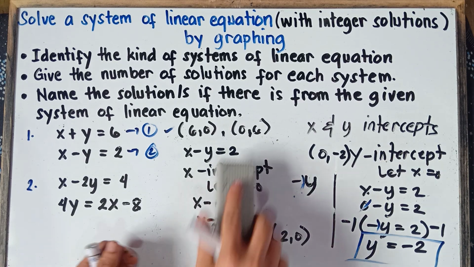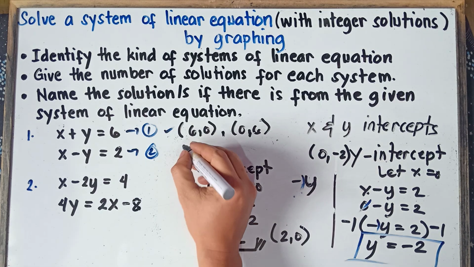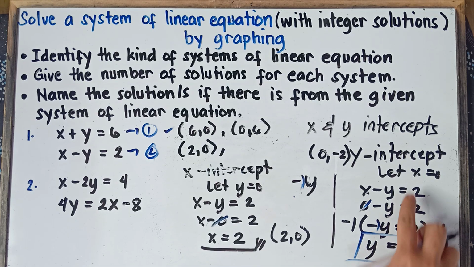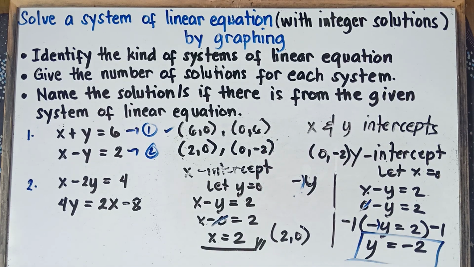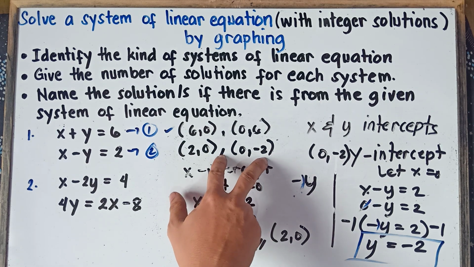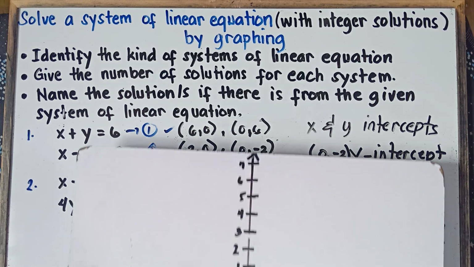Alright, and then simply put this one right here. Our first ordered pair, we have (2, 0). The other one, we have 0 for x and y is negative 2, so (0, -2). Now once you have your ordered pairs, class, you can simply plot them on the Cartesian plane, and then we can answer the following questions. Easy as that, class.